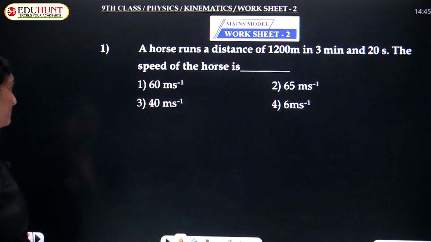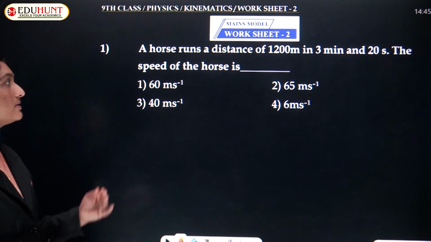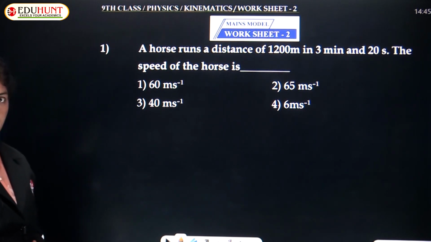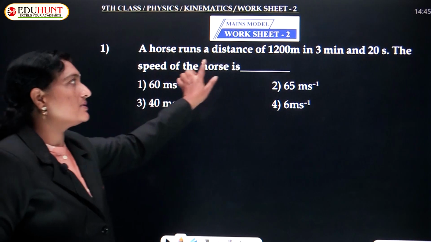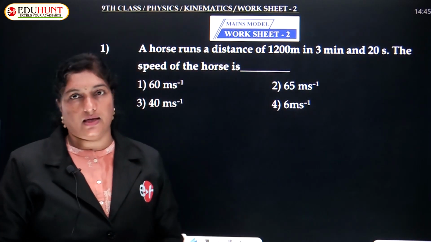Hello children, welcome back. Let us now move to worksheet number 2 of the kinematics chapter. So here we go with kinematics, worksheet 2. First question: a horse runs a distance of 1200 meters in 3 minutes and 20 seconds. So what is given means distance covered is 1200 meters, whereas time is 3 minutes 20 seconds.